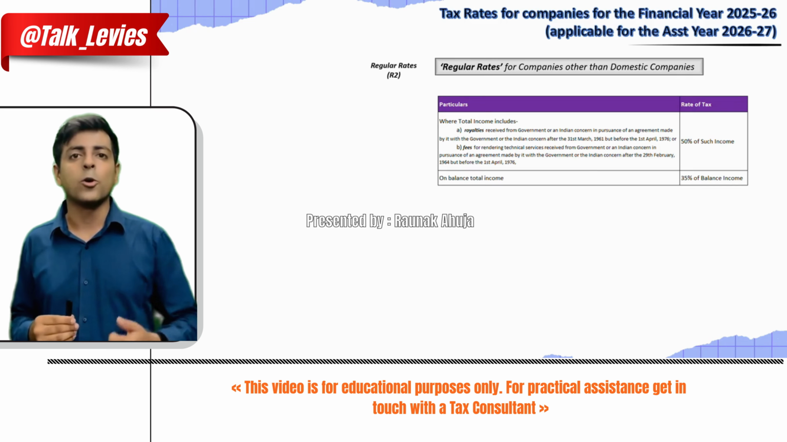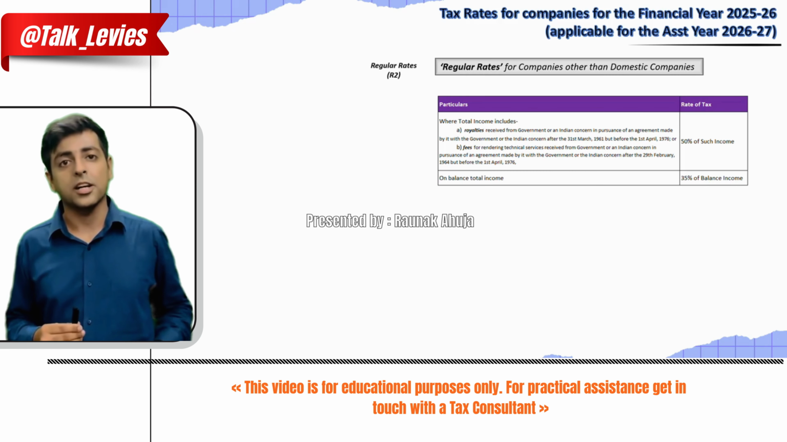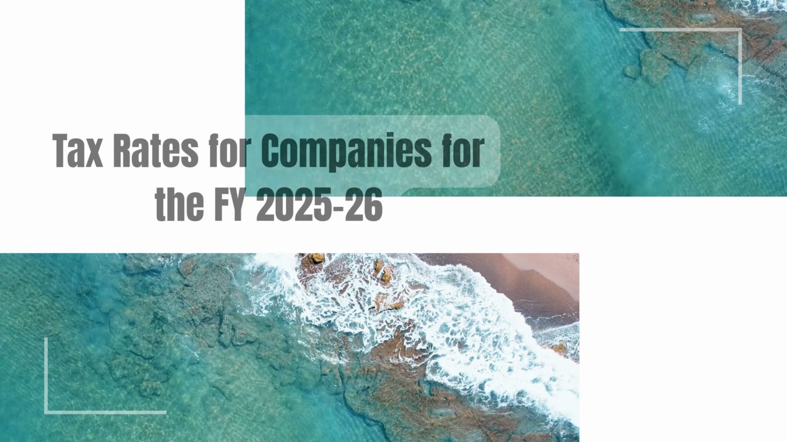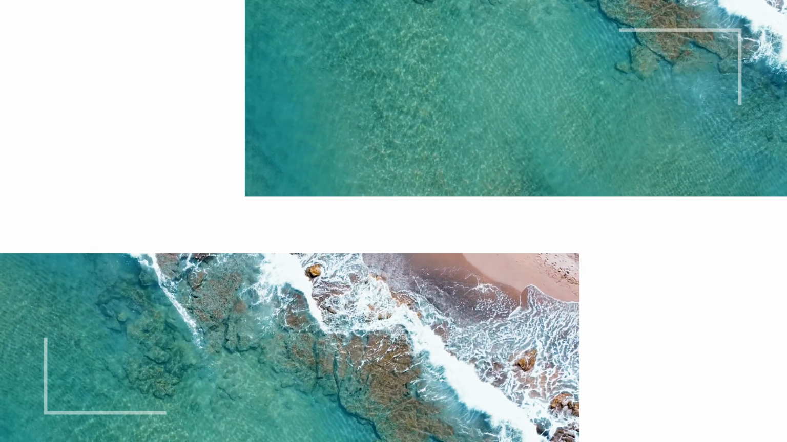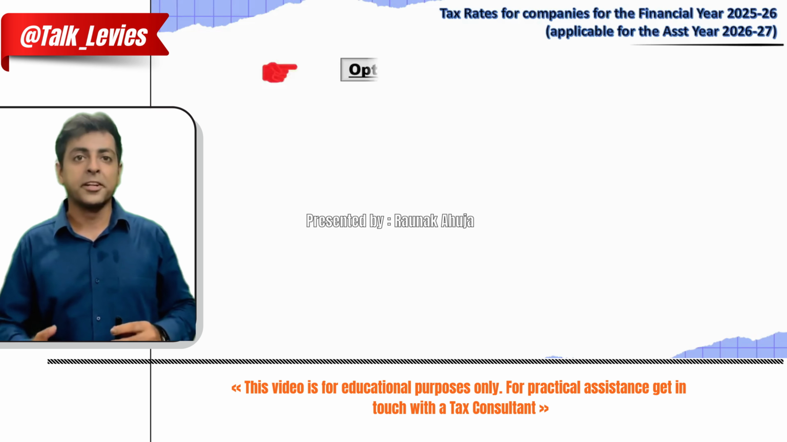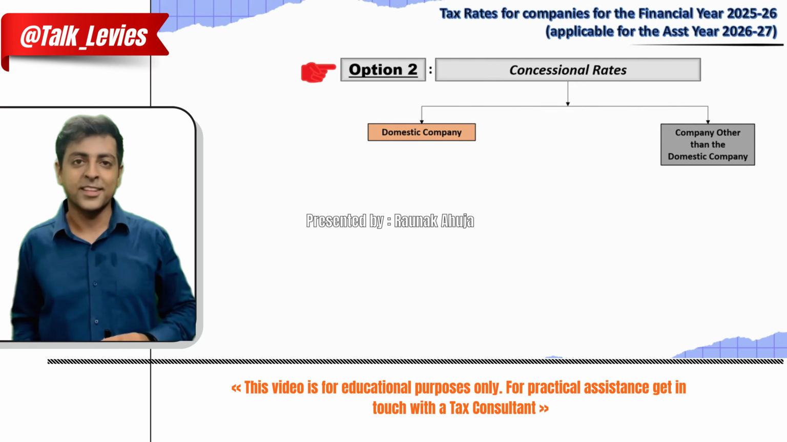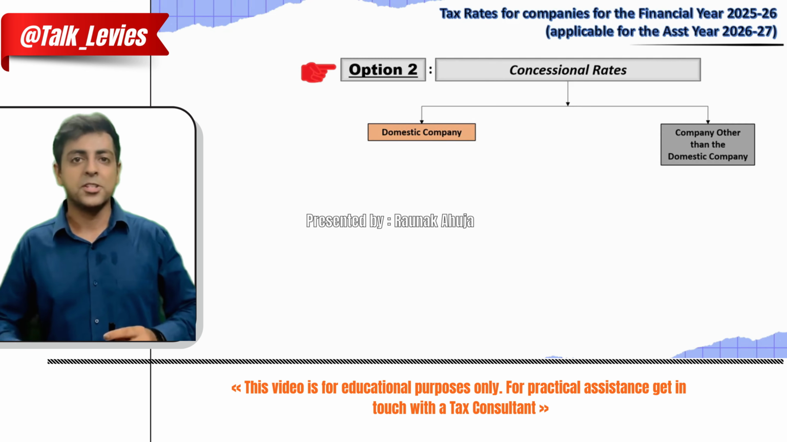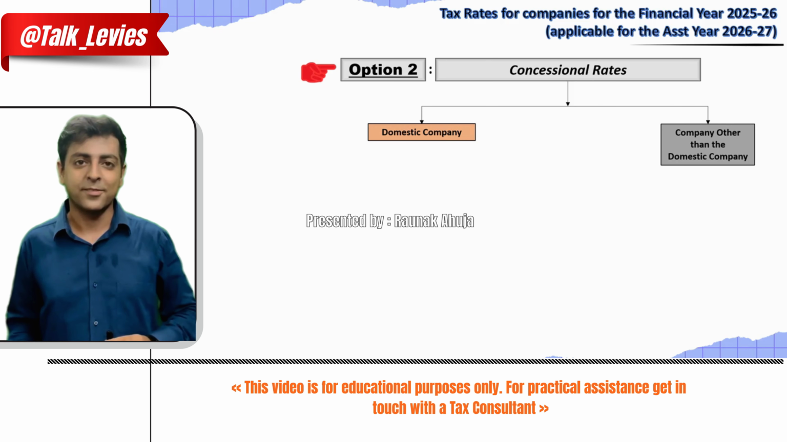Now let's quickly move on to the concessional rate of tax, that is option 2, that is available for the domestic companies as well as the non-domestic companies. Now, while discussing the concessional rate of tax, we'll again have to divide the companies into two broad categories. The first one being the domestic companies and the second one being the non-domestic companies. Let's first talk about the non-domestic companies.